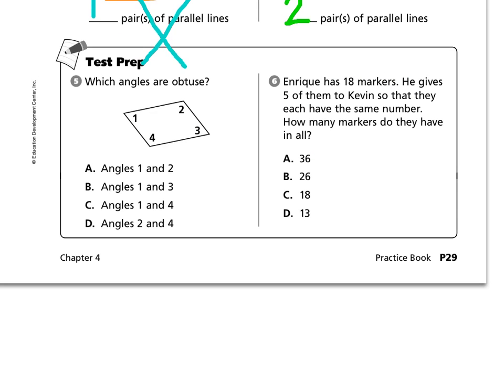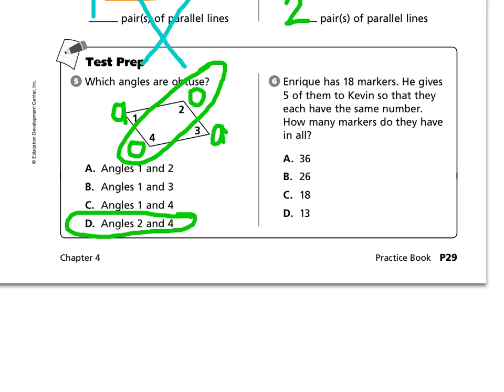Which angles are obtuse? So I'm going to label each angle. You might have to turn your paper to see. I know that angle 1 is acute. I know that angle 2 is obtuse. It's greater than 90. Angle 3 is acute, less than 90. And angle 4 is obtuse, more than 90. So I know that angle 4 and angle 2 are what I'm looking for because I need to find the obtuse. So letter D.